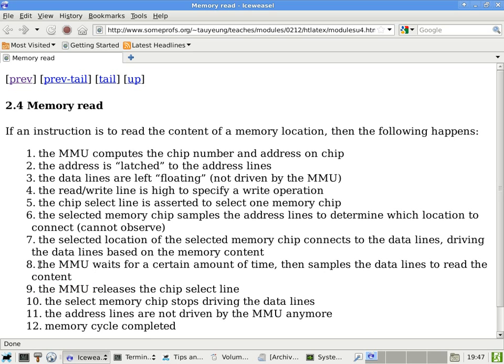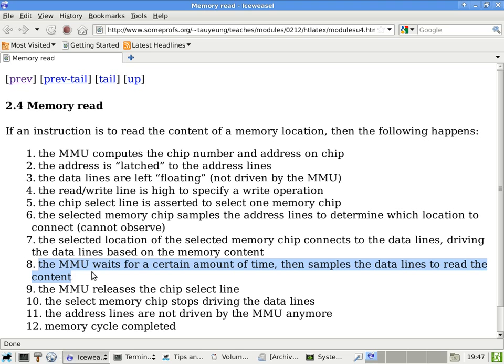And after the MMU waits for a certain amount of time specified by the wait state, it will go ahead and sample the data lines, because on the data lines is now the content of the location that the processor wants to read. Is that making any sense?